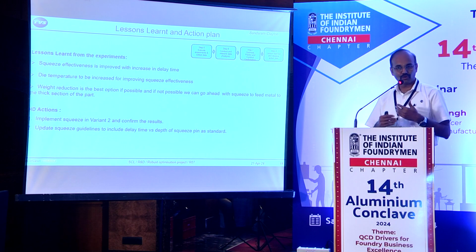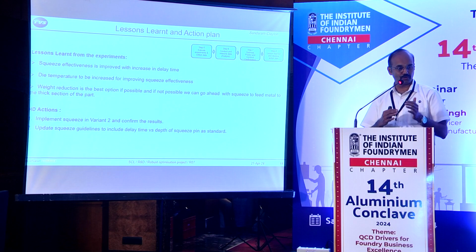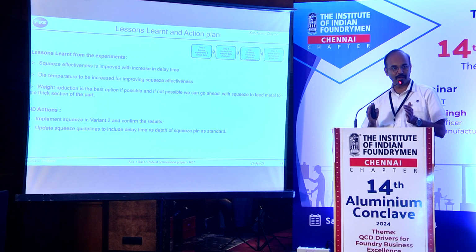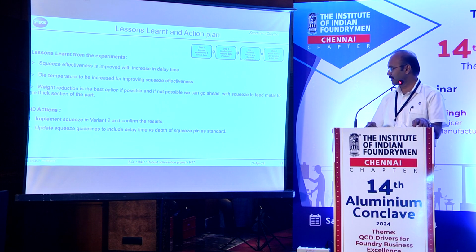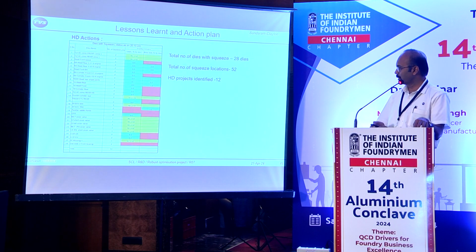And instead of squeeze, there is also one more way: if we have some product modification to reduce the thick mass, that is a much better way instead of squeeze. So we need to approach the customer to get a weight reduction. If that is not acceptable to the customer, then we can implement a squeeze and try to reduce the shrinkage porosity. Like this, we developed some learnings, and we are implementing them in other projects where we already have squeeze running.